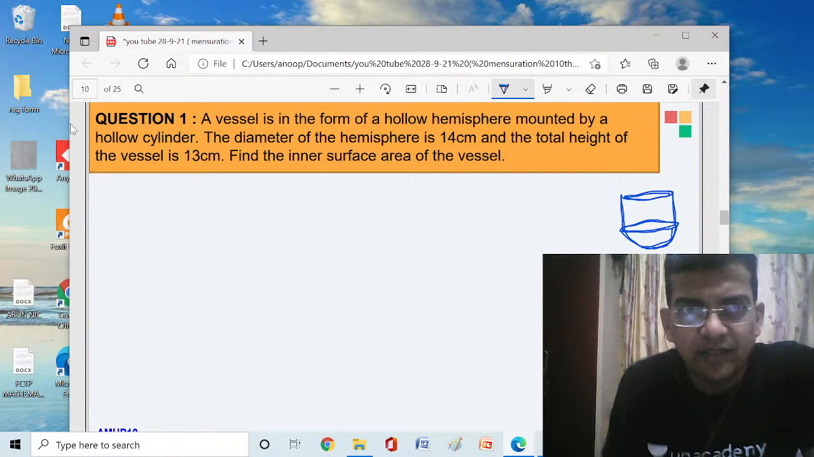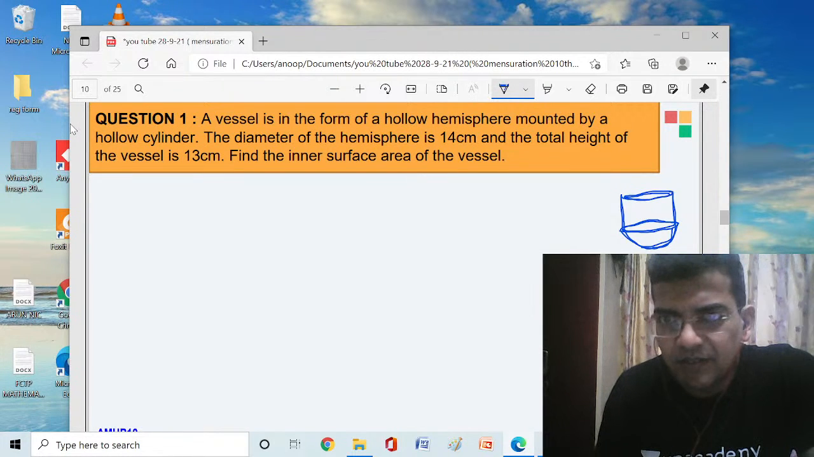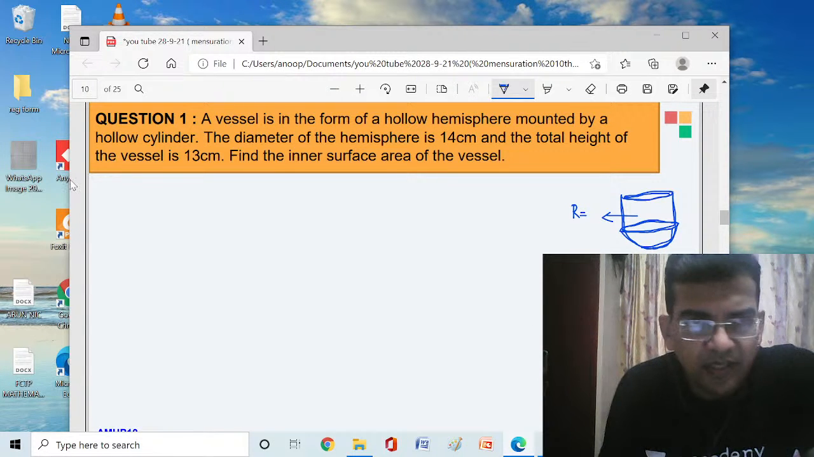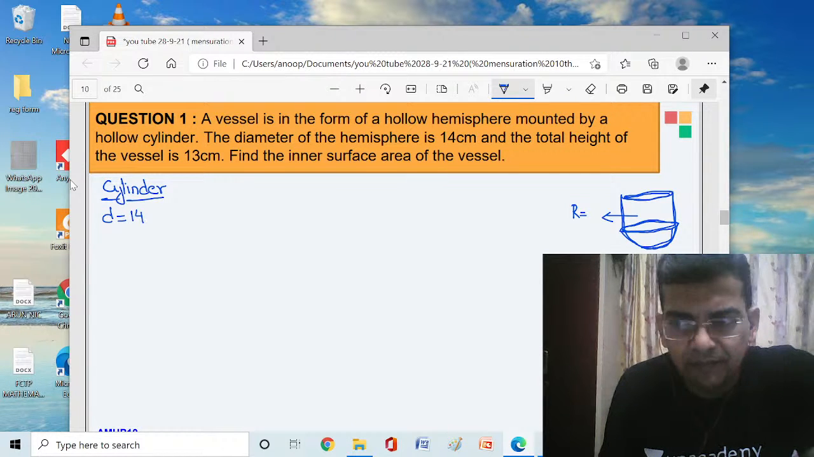So what we can say is here radius of cylinder R is equal to the diameter. So here I can write, first of all I will mention about the cylinder. The diameter is given 14 centimeter. So we can say the radius will be 7 centimeter.